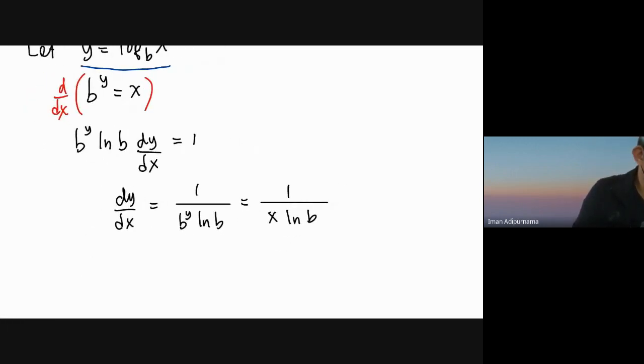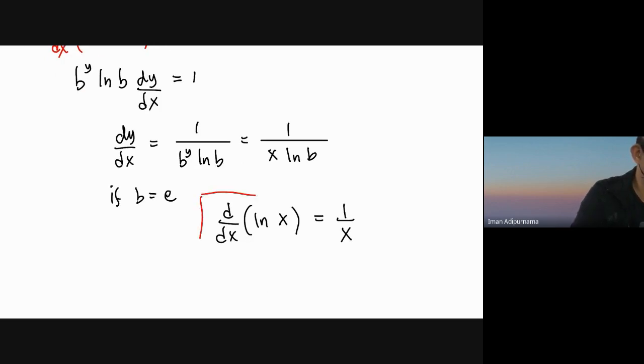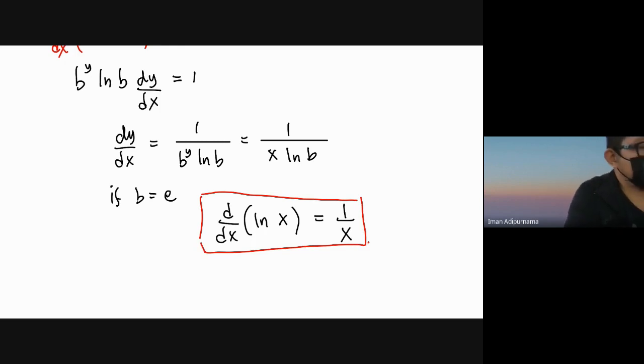And then if b equals e, then we have d/dx of ln x, it seems that it will be 1 over x. And this is another important formula in derivatives. So ln e is 1. Right?